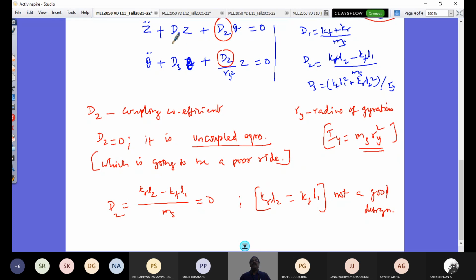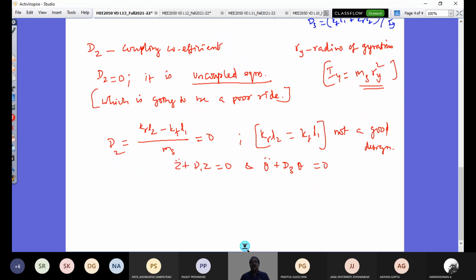But if this is the condition, these equations are going to become two single degree of freedom equations. Only z double dot plus d1 z equals 0, and theta double dot plus d3 theta equals 0. So these are the two governing equations. Now, d1 is the bounce natural frequency square. So the root of d1 is going to give me the bounce natural frequency, and the root of d3 is going to be the pitch natural frequency.